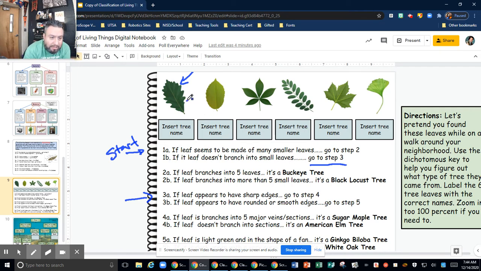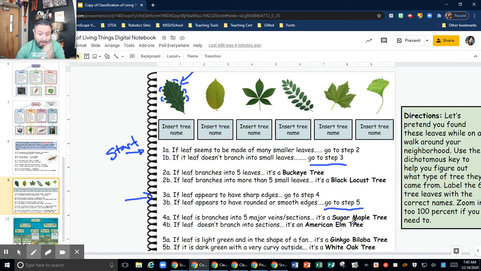Here's my edges. Okay? Do these guys look kind of rounded or kind of sharp? To me, they look rounded. So we're going to go ahead and go to number 5.